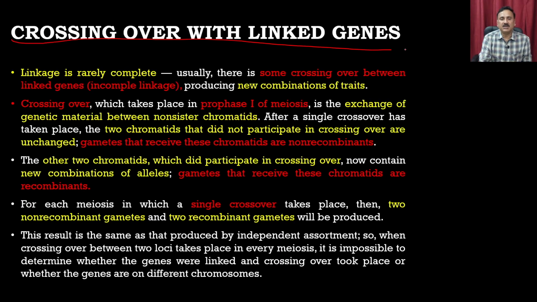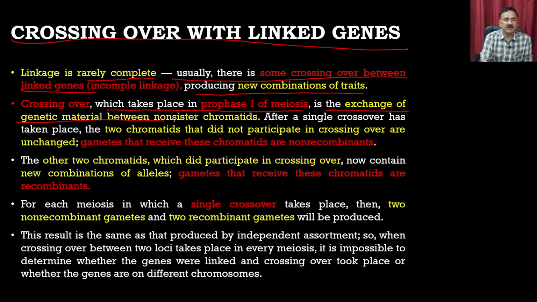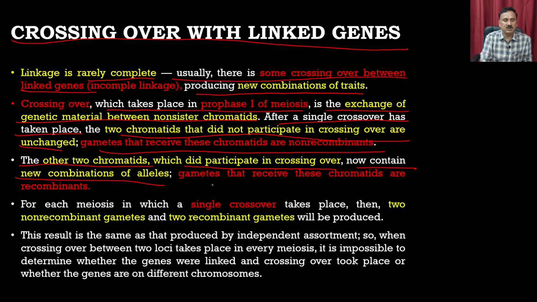Crossing over with the linked genes, right? Linkage is rarely complete. Usually there is some crossing over between the linked genes, producing a new combination of traits. Crossing over, which takes place in prophase 1 of meiosis, is the exchange of genetic material between the non-sister chromatids. After a single crossing over has taken place, the two chromatids that did not participate in crossing over are unchanged. Gametes that receive these chromatids are non-recombinants. The other two chromatids which did participate in crossing over now contain the new combination of alleles. Gametes that receive these chromatids are called recombinants, right?